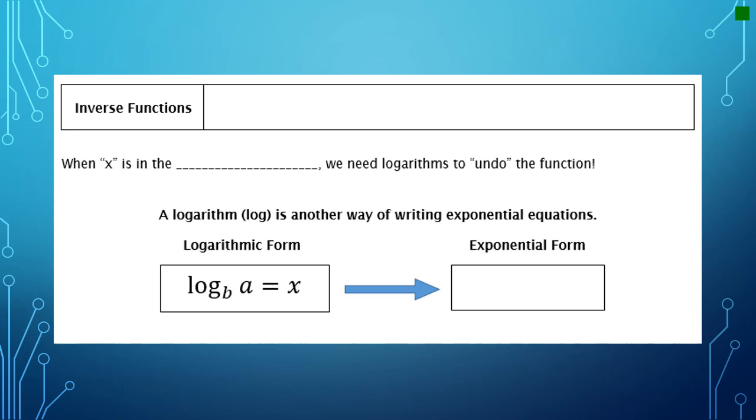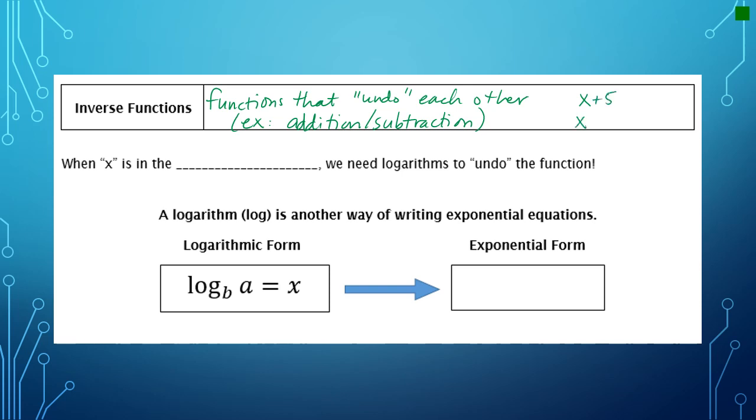Inverse functions are functions that undo each other. So for example, if we're talking about things that undo each other in math, addition and subtraction are inverses of each other. Because if I take some number and add 5 to it, and then I subtract 5, it's like nothing ever happened.